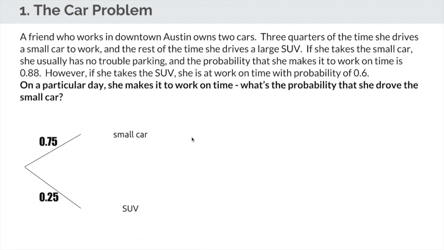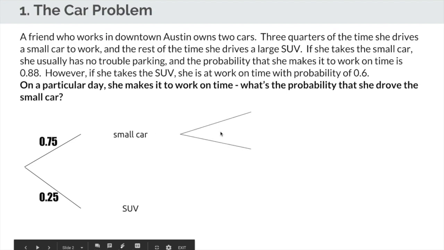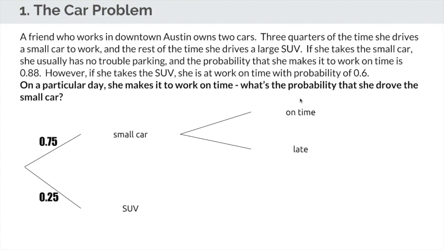Okay, so then the second thing that happens is she's either on time to work or she's not on time to work, and that depends on which car she drove. So I'm going to first start over here on the small car, and we have 2 branches coming off small car. She's either on time or she's late. The problem tells us her on-time probability is 0.88, and that means the probability that she's not on time or late is 0.12. We know that these 2 branches need to add up to 1 because that's 100% of the time she drives a small car, she's either on time or late.